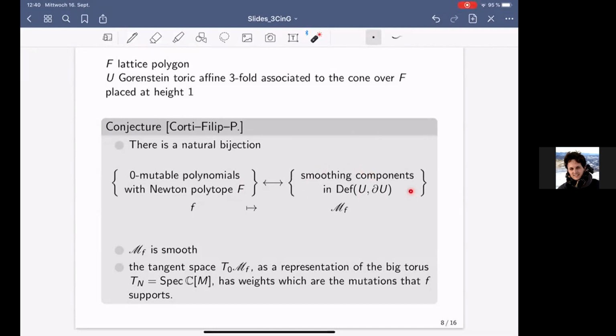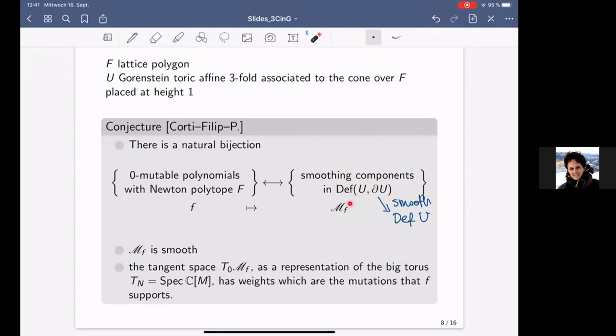On the other side, here I have smoothing components. Here I consider U together with the boundary, and then I consider deformations of the pair. Actually, there is not much difference in considering deformations of the pair or deformations of U itself. The reason is that U is affine, and this is a Cartier divisor. So the map that forgets the boundary is smooth. So actually, these two spaces are the same. This is closely related to Def U. And this map is smooth, so they have the same reducible components, for instance.